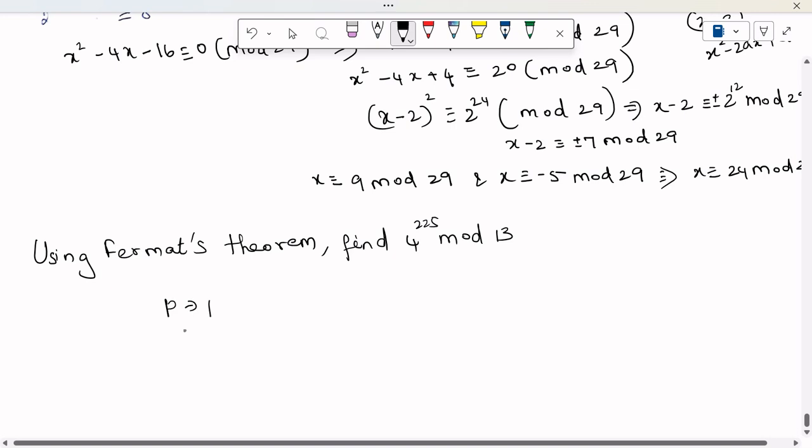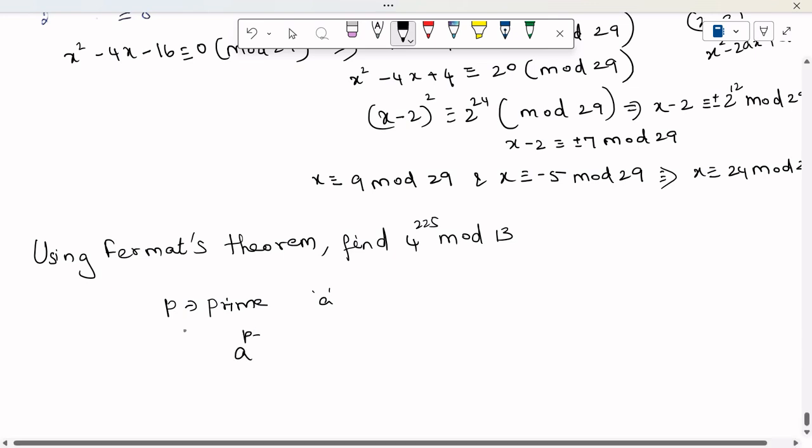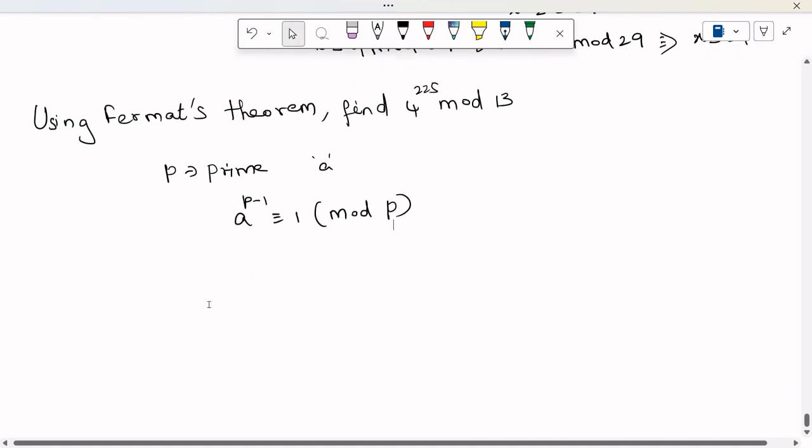If P is prime, and in this case 13 is prime, and a is a positive integer not divisible by P, here 4 is a positive integer which is not divisible by P. Then what is the property? a^(P-1) is congruent to 1 mod P, right? So we are going to use this property to solve this equation.